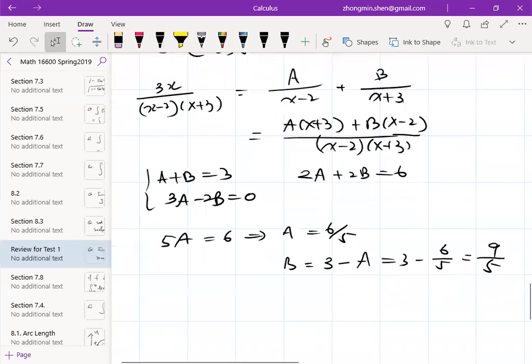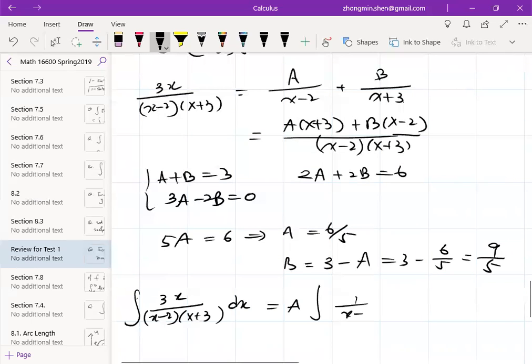Okay, so you get those 2 coefficients, then the integral of this function, don't forget the dx here, is going to be the integral of a over x minus 2. A is 6 over 5, right? Yeah, let's leave it a here.